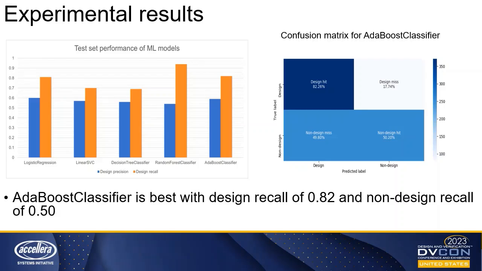And at the bottom, we see that the machine learning model misses to predict an actual non-design bug around 50% of the time, and it predicts a non-design bug correctly also about 50% of the time.